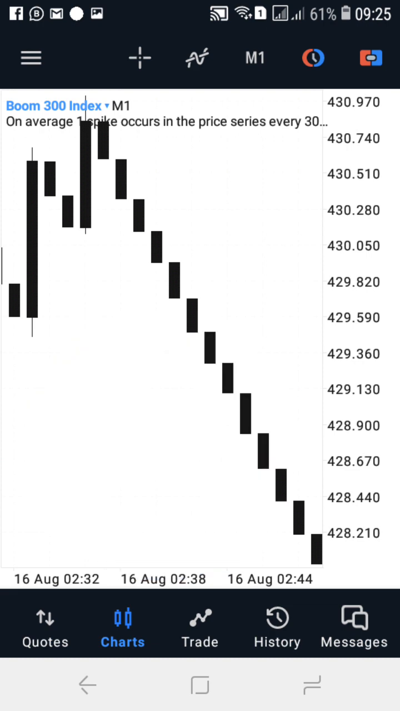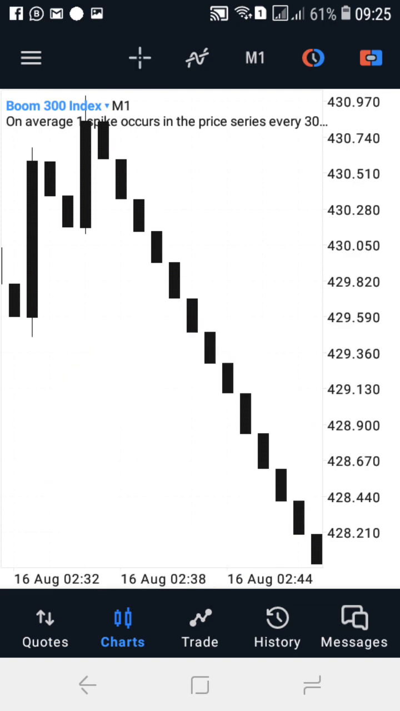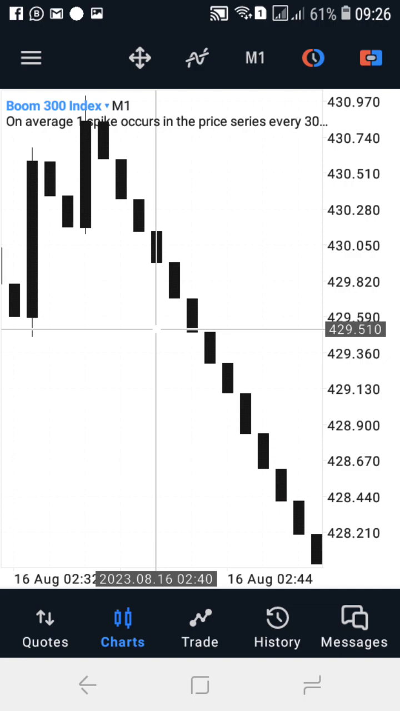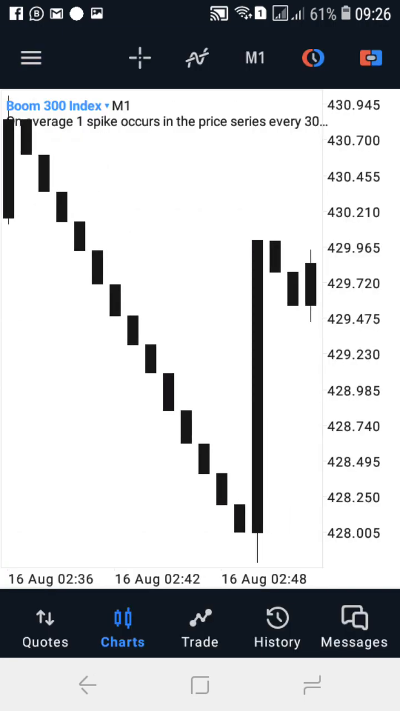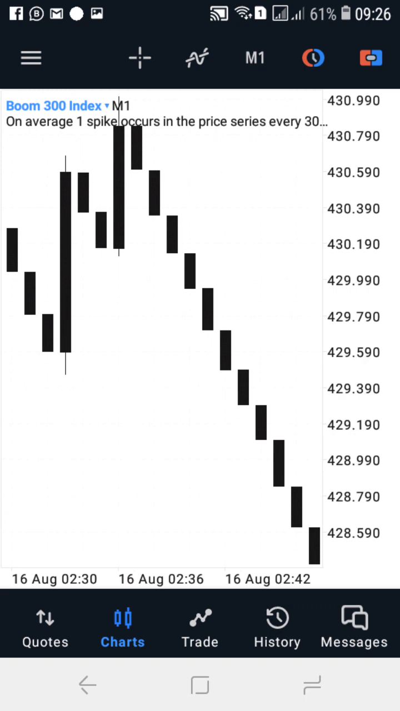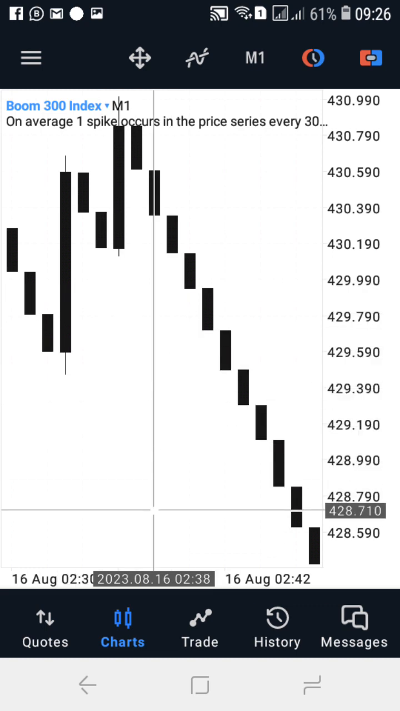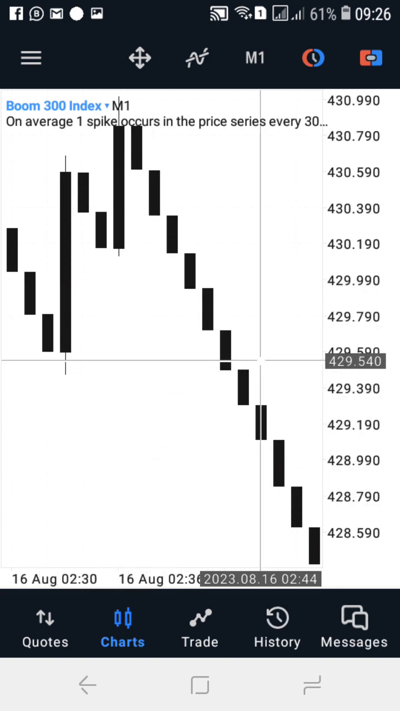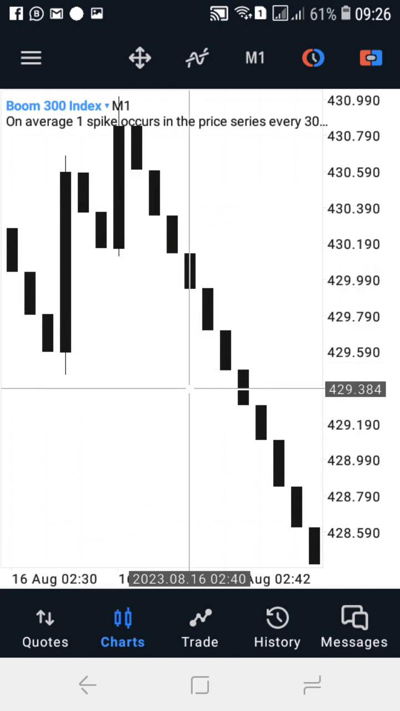Spike. Oh, okay. So there's this tool we use to measure the price movement, in how many pips again. You just move it like this again, and then it can show you the dates and times, and then the pips on the side.